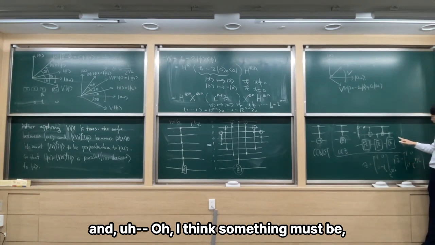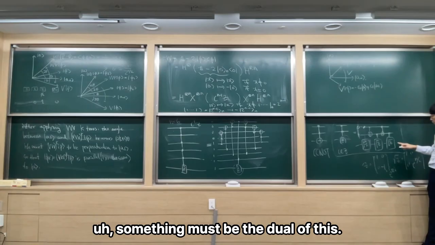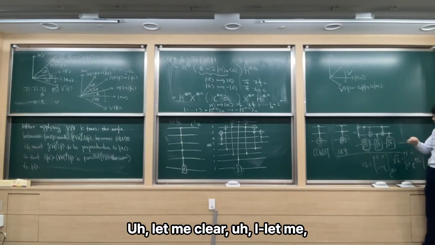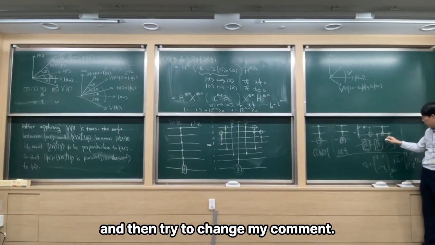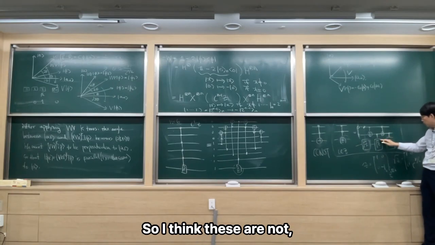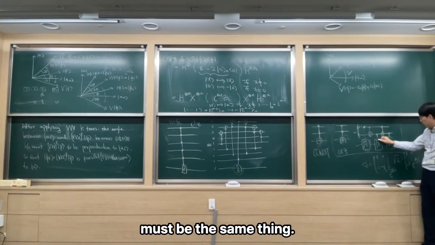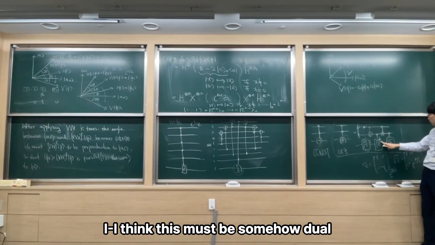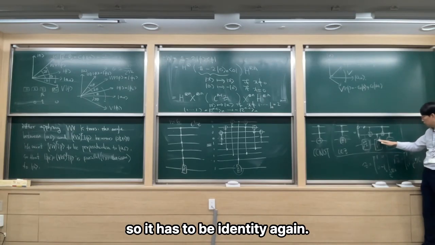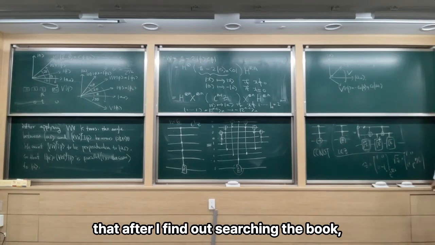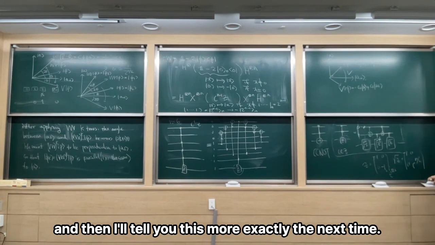I think something must be the dual of this. Let me do some research again and then try to change my comment. I think these must be the same thing. I think this must be somehow the dual of this unitary gate, which means the inverse of the unitary gate. So it has to be identity again. So let me make sure after I find out, searching the book, and then I'll tell you this more exactly next time.